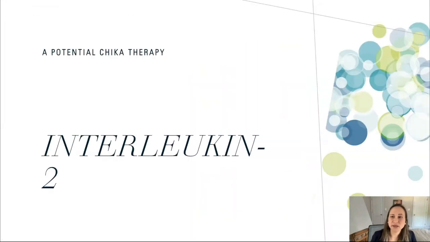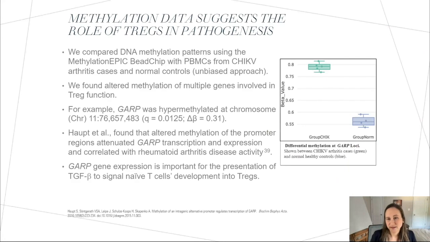And lastly, I'll talk a little bit about our research involving interleukin-2 as a potential chikungunya arthritis therapy. When we learned originally that the arthritis is likely not related to persistent live chikungunya infection in the joint, I started to wonder what could be causing this arthritis. And one of the things that we did was DNA methylation studies to compare patients with chikungunya arthritis and normal controls. And we found an alteration in multiple genes involved in regulatory T cell function.